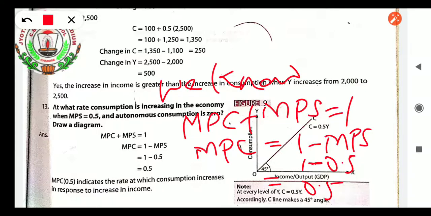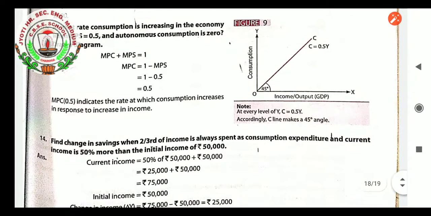Marginal propensity to consume of 0.5 indicates the rate at which consumption increases in response to an increase in income. Have you understood? If we want to see the rate at which consumption is increasing, definitely we have to take the MPC.